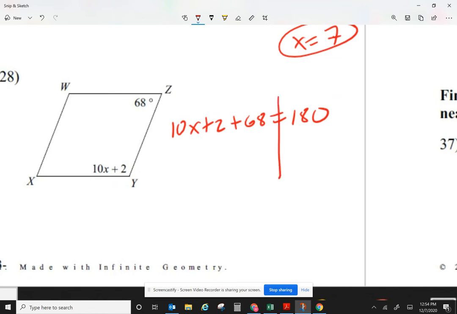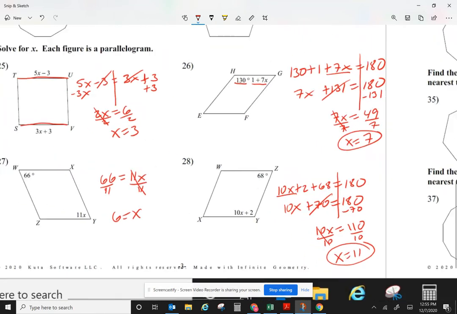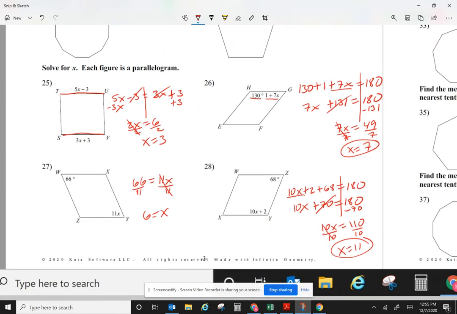Now let me treat this as an algebra question. The left side, let me condense. Let me combine my like terms. 10x plus 70 is equal to 180. My 70, let me move it to the right as minus 70. So I have that 10x is equal to 110. Let me divide by the number in front of the x. So x in this case happens to be 11. So that's parallelograms.